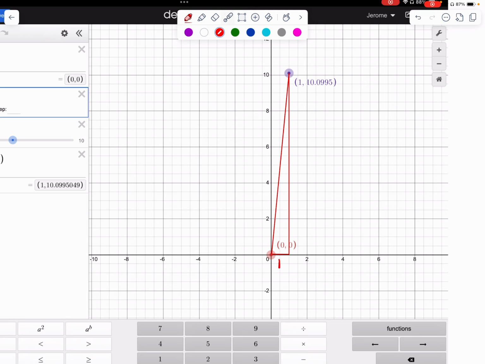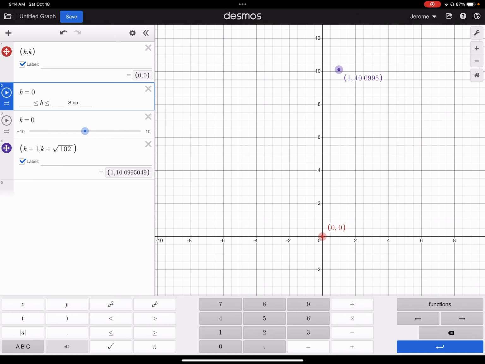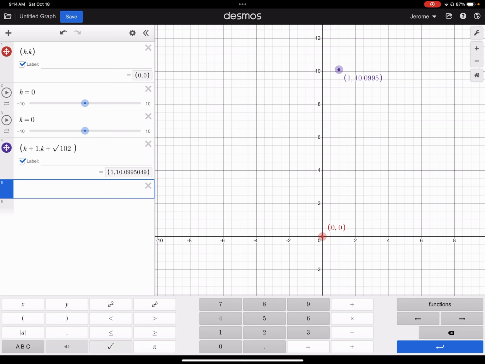And it's going up, and I know it's 1 here also, right? We can see that that x coordinate there is 1, and it's going up 10.0995. That's the approximation of specifically the square root of 102. So here, I'll just put that on here so that you can see that specifically. The square root of 102, you can see there's that 10.0995 thing.